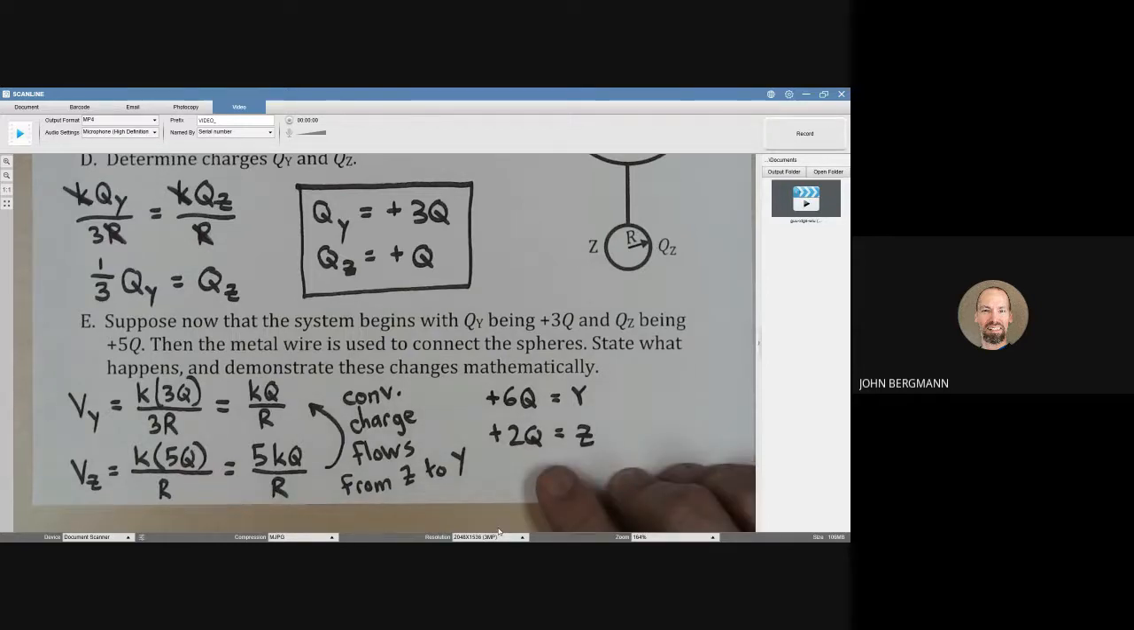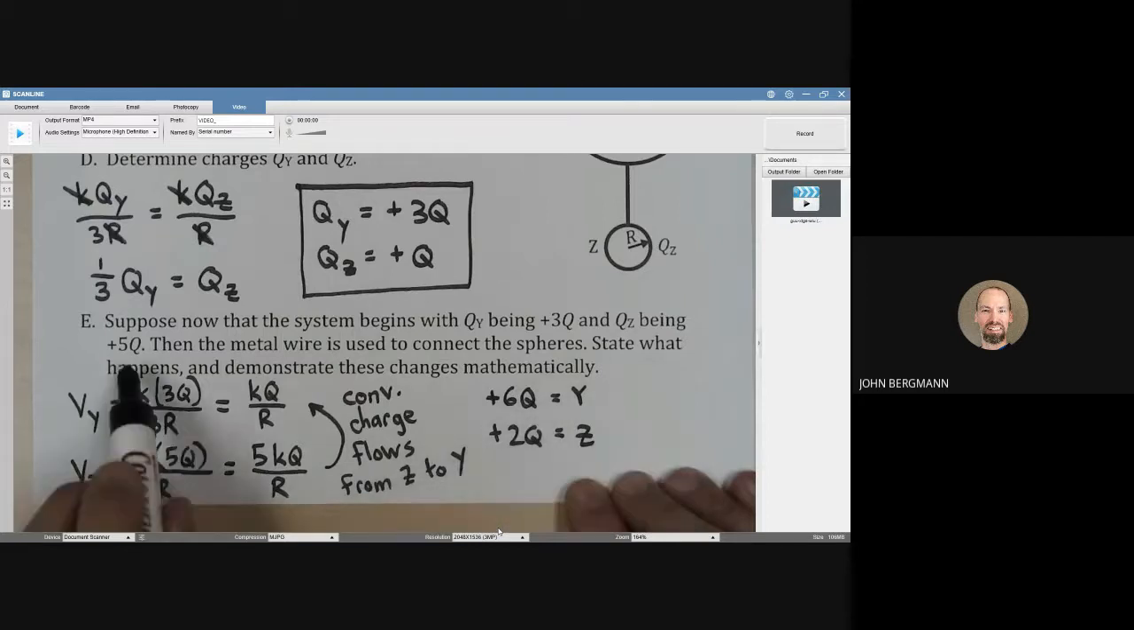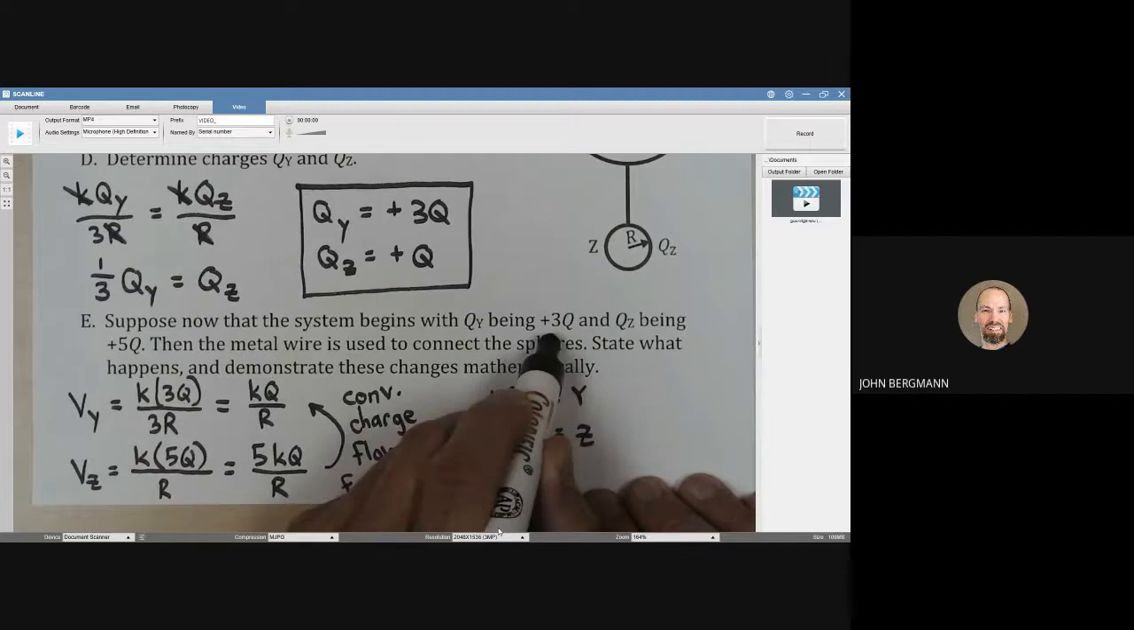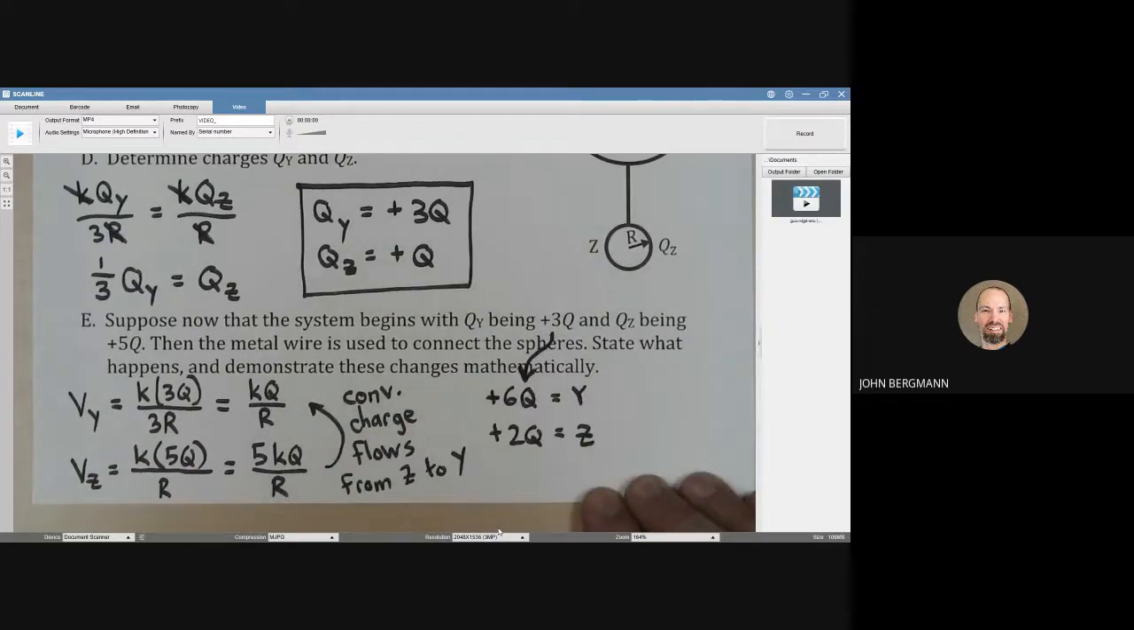And look what's happened. How much did z start with? Z started with 5q and went down to 2q. And qy started with 3q and ended up with 6q. And so that tells me that charge flowed from z to y, and that's exactly what we said there.